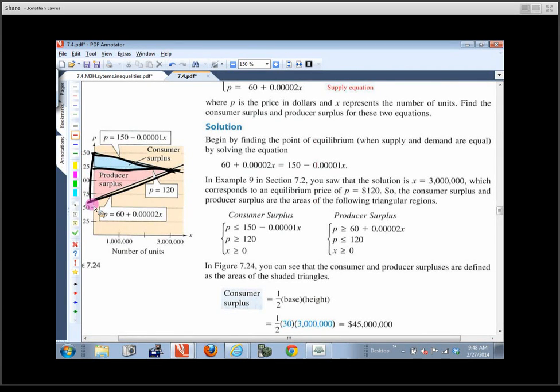Yeah. How do you know how far left to go with the triangle? Like, to know the height or the base? The base right here? Well, it would be from here to the point where they intersect. Okay, so once you find the point of equilibrium, you should have all the pieces you need. Okay?